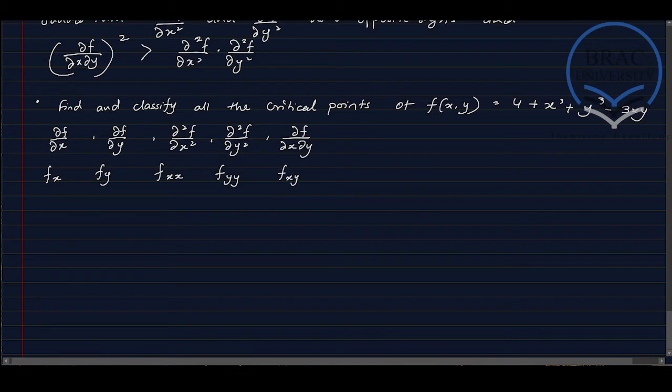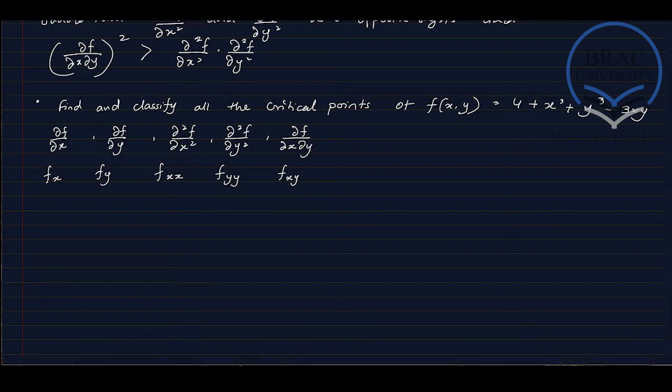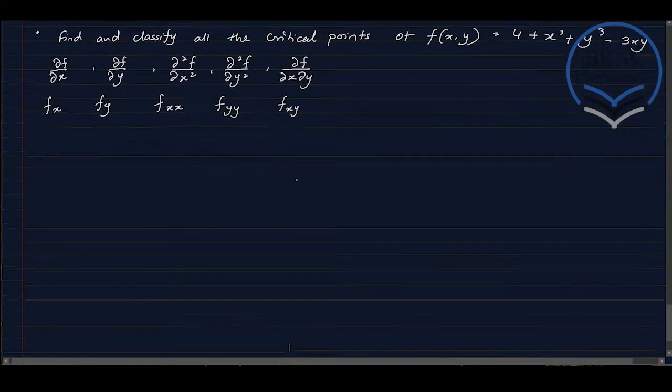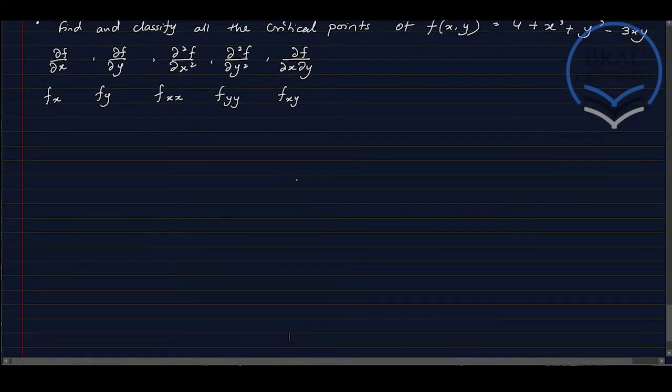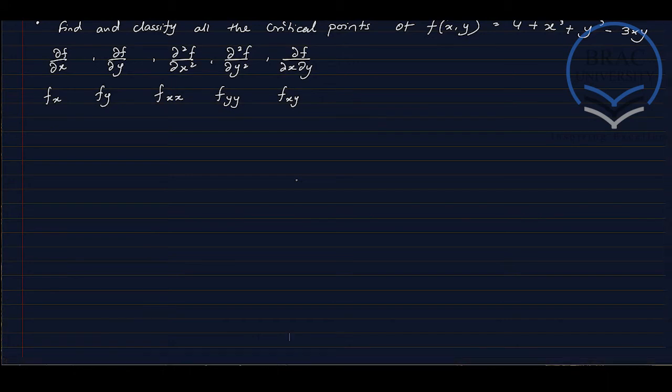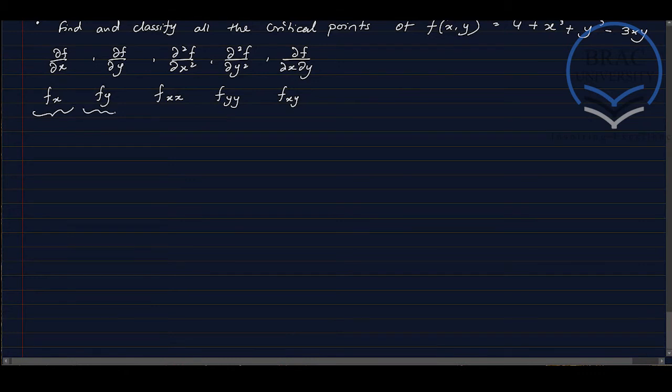fxy. Now you see that fxy and fyx is the same thing, so we don't need to find that twice. We can just find fxy or fyx if that's simpler. So we're going to find fxy. Now what we're going to do is to find the critical point: first equate both of the first partial derivatives, which are these two, to 0.